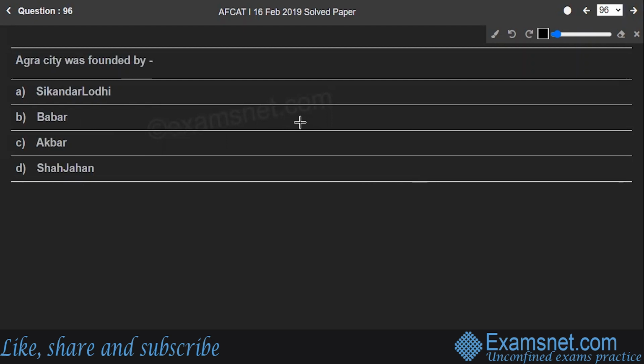Next is question number 96. Agra city was founded by Sikandar Lodhi, Babur, Akbar, or Shah Jahan. Well, Sikandar Lodhi is the correct answer for the question. Modern Agra was founded by Sikandar Lodhi in the 16th century. Emperor Akbar built the Agra Fort and Fatehpur Sikri near Agra. So we have option A as the answer to this question.